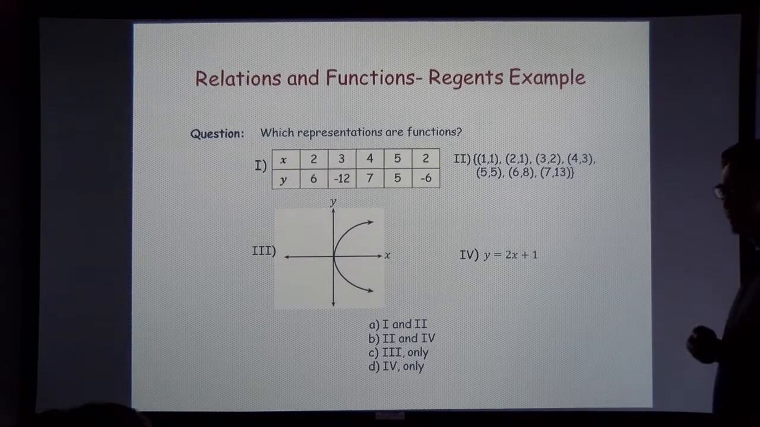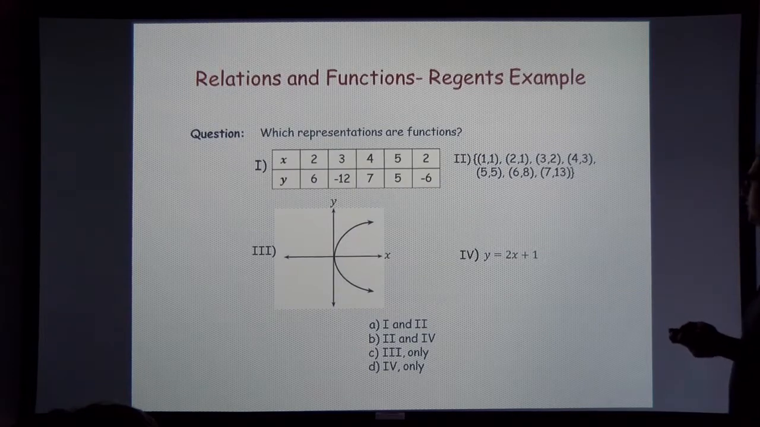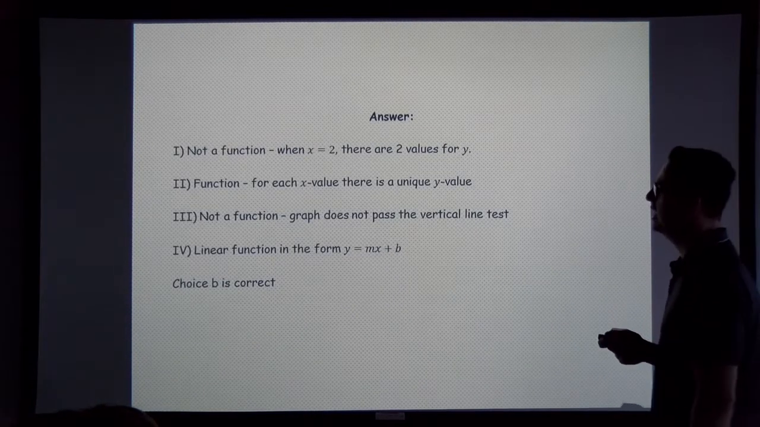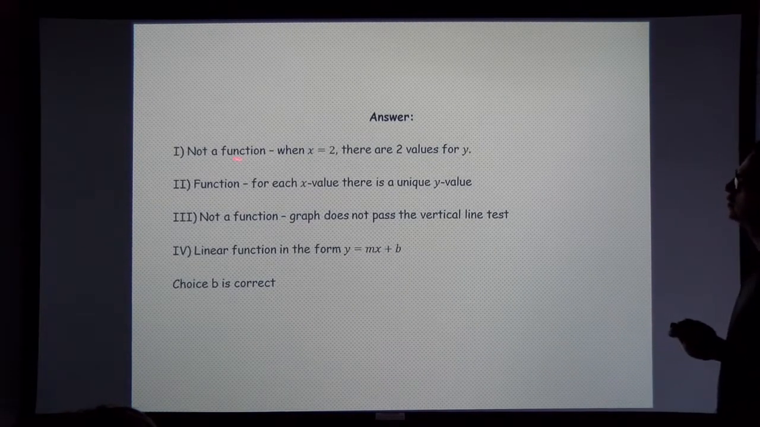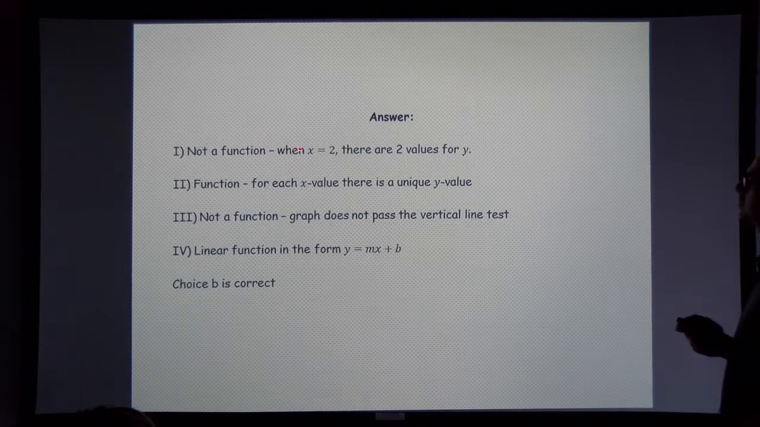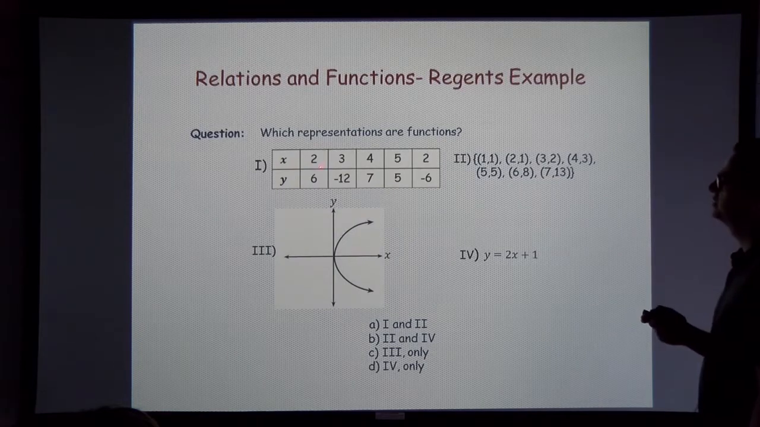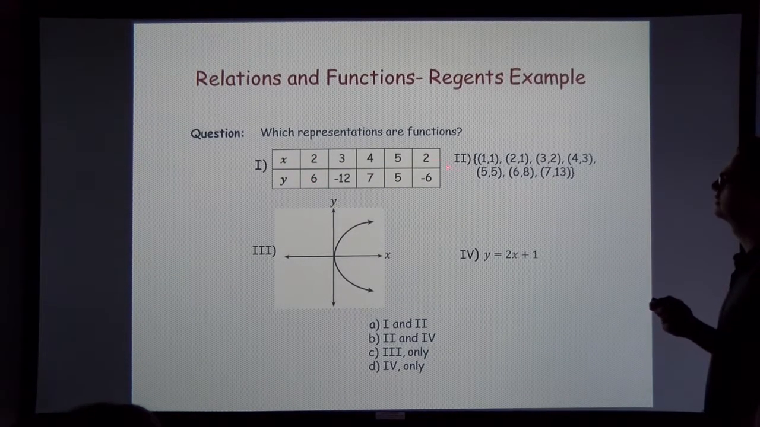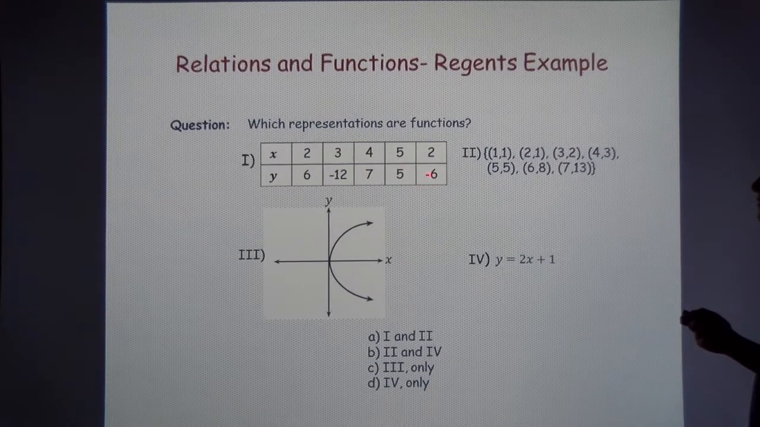Yeah, absolutely. 2 and 4. 2 and 4? Perfect. So okay, our choice 1 is not a function. When x equals 2, there's 2 values for y. If we see when x equals 2, we have a value of y, which is 6. And then on the second one over here, when x equals 2, we have a value of negative 6. So we can definitely rule that one out.